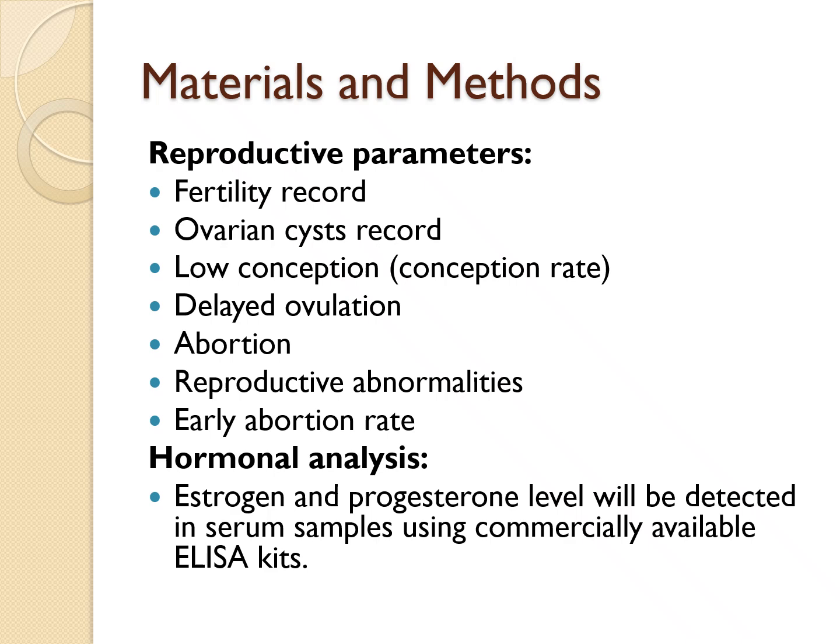And here are the reproductive parameters that I found out from this experiment. First is the fertility record of the cattle, then ovarian cyst record, then low conception rate and delayed ovulation due to the effect of the zearalenone, then abortion rate in the cattle, reproductive abnormalities, and then early abortion rate.